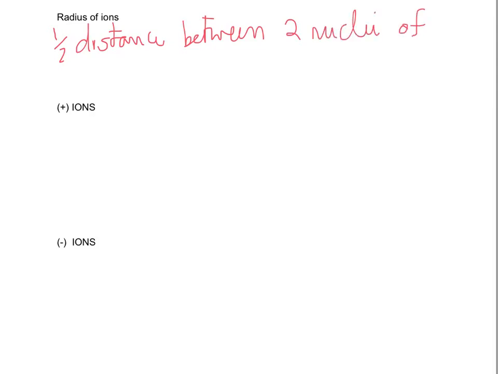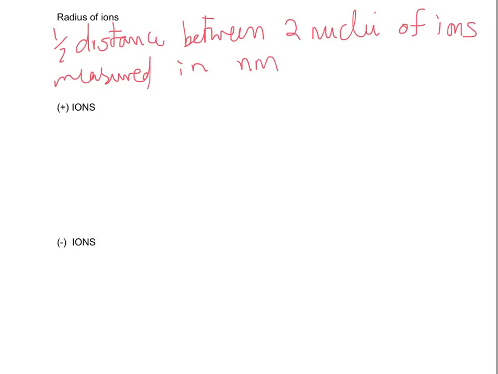Okay, next let's look at the radius of ions as opposed to the radius of neutral atoms. The definition for ionic radius is basically half the distance between not just any two nuclei, but two nuclei of ions, or two ionic nuclei. Either one's fine. The units are the same as atomic radius, so it would be measured in nanometers or picometers or angstroms, whatever you prefer.